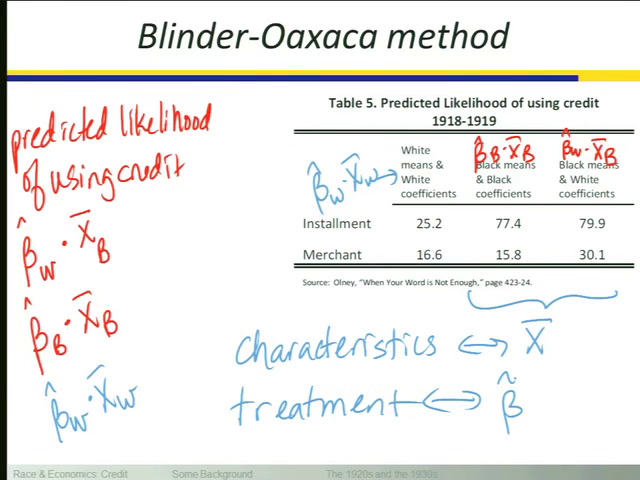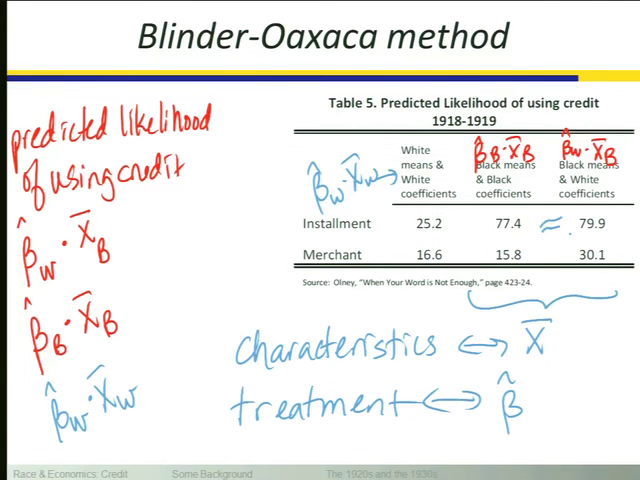So when the second and third columns are approximately the same, as they are for installment credit. For installment credit, when you treat the black family as if they're black in the middle column, and treat the black family as if they're white in the third column, you get essentially the same number, 77 versus 79. Very different than what you get with the white characteristics, which is 25. And that tells you that the difference in the use of installment credit by black families is due not to the fact that they're black and they're being treated differently because they're black.